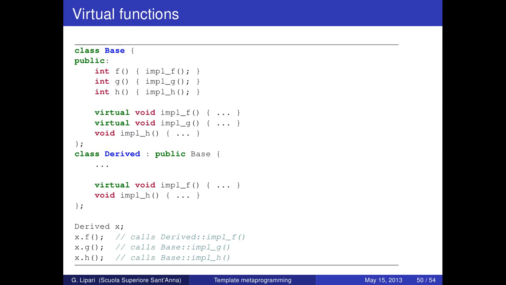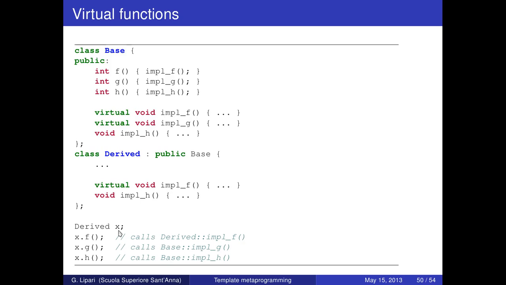So this is an example of base and derived classes which use virtual functions. So look at that. We have a base class with three functions, f, g, and h, and three implementation functions, implf, implg, and implh. And f is going to call implf, and g is going to call implg, and h is going to call implh. And the first two are virtual, the last one is not. And then you have class derived, which derives from base, and re-implements, so it makes an override of function implf and of function implh.